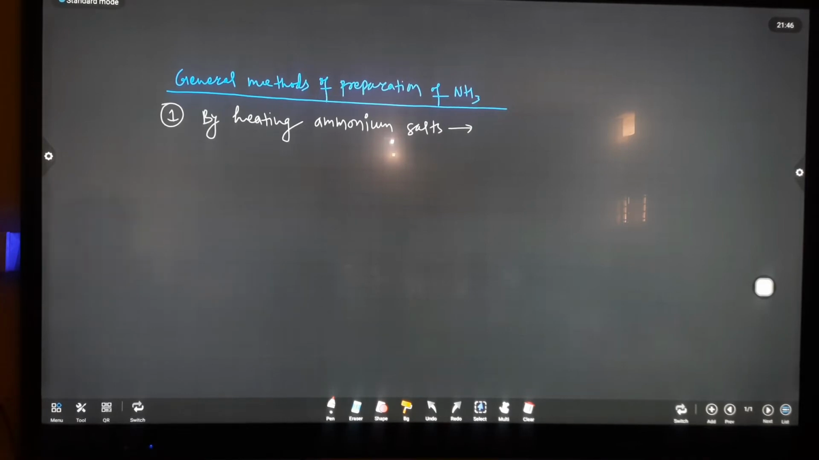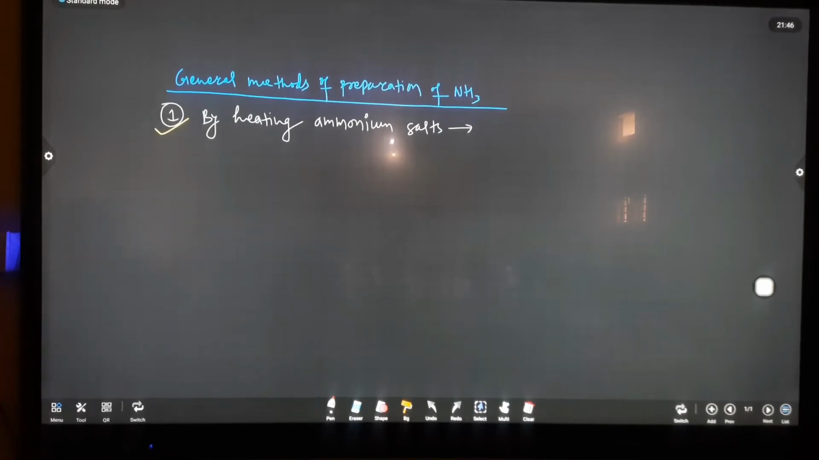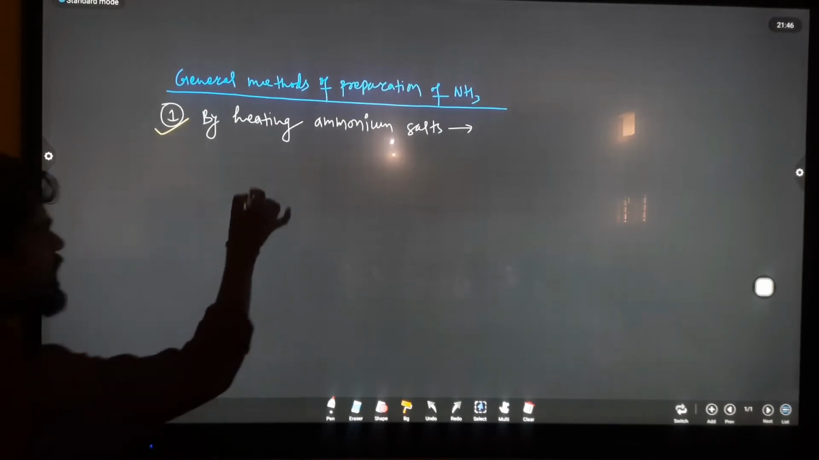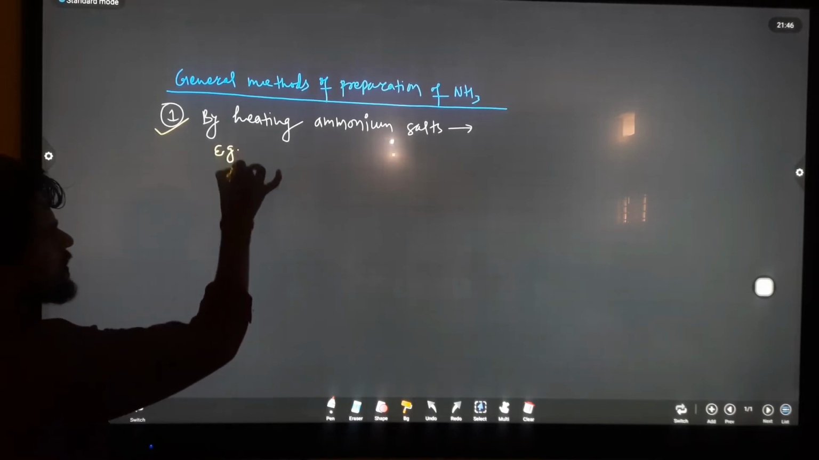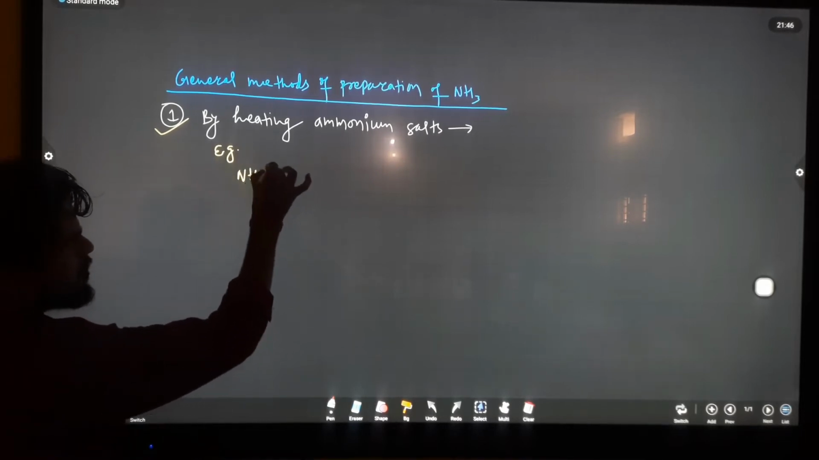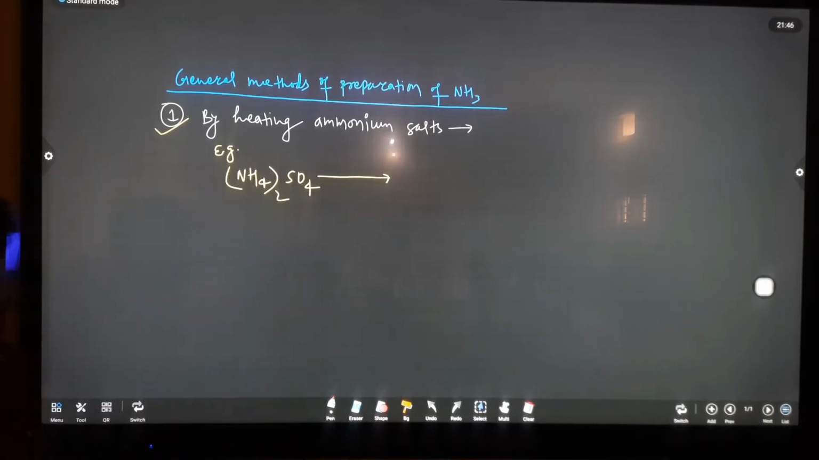Next topic is general methods of preparation of ammonia. How it is prepared generally. So the first method is by heating ammonium salt. You take an ammonium salt like ammonium sulfate. I am taking here ammonium sulfate, (NH4)2SO4. The valency of sulfate is 2, that's why I have to write here 2. Now it is heated.